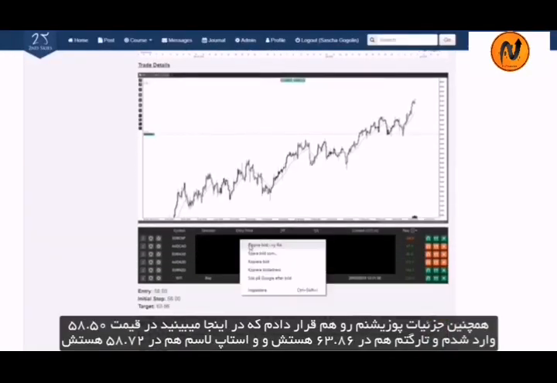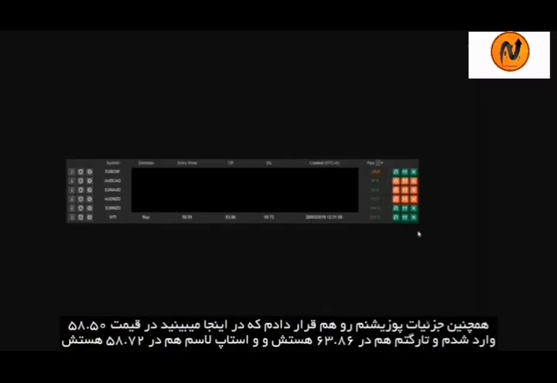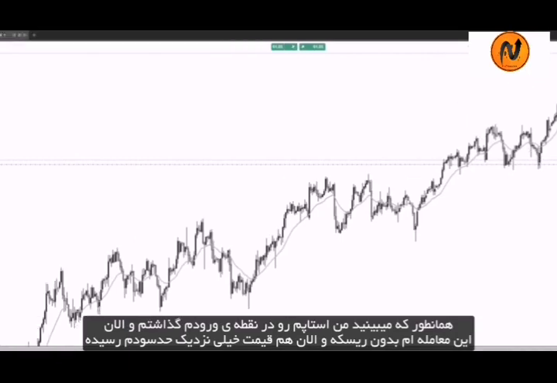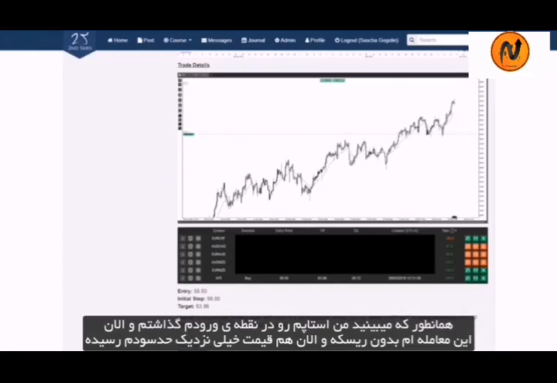And I also shared the data window of my trading platform where you can actually see my open positions here. You can see my entry price at 58.50. My target is still at 63.86 and my stop loss was at 58.72. And here I already had moved my stop loss to break even, so this was a risk-free trade and is a risk-free trade for me. And now price is getting very close towards my target.